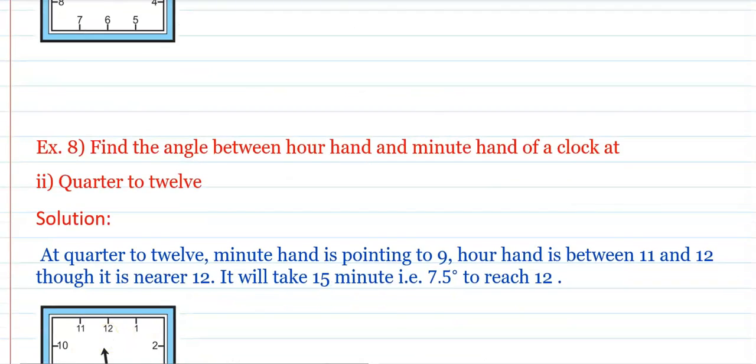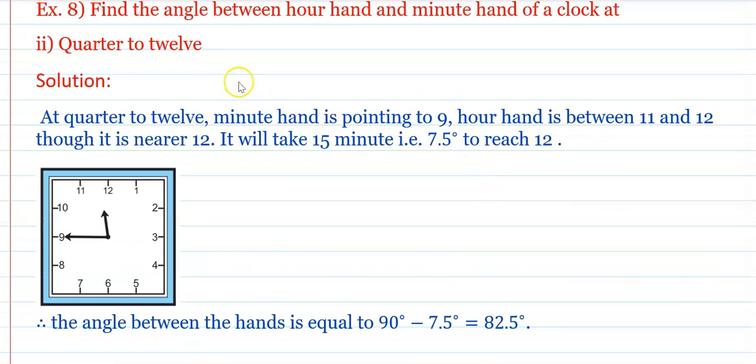Now in the next problem, find the angle between the hour and the minute hand of a clock at quarter to 12. म्हणजे 12 वाजायला 15 मिनिटं बाकी असताना या दोन्ही हँड्स मधला आपल्याला अँगल फाइंड आउट करायचा.